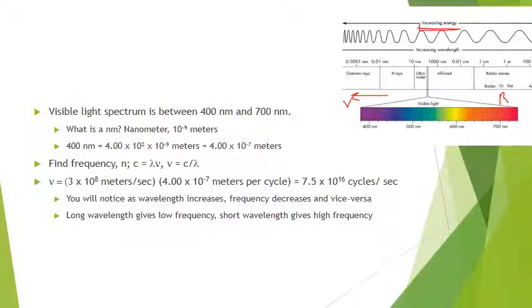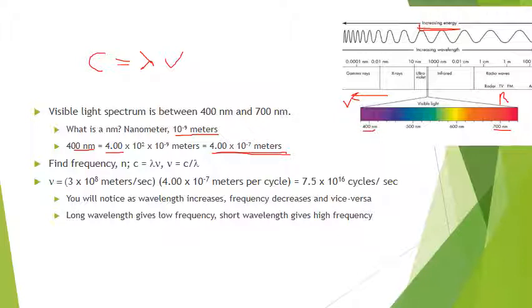But let's take a look at using our formula. c equals lambda times nu, wavelength times frequency. The visible light spectrum is between 400 and 700 nanometers, or close to that, from violet to red. So what is a nanometer? nm is a nanometer, which is 10 to the minus 9th meters. So 400 nanometers is the same thing as 4 times 10 to the minus 7 meters.